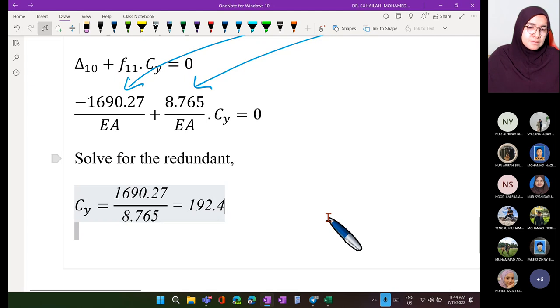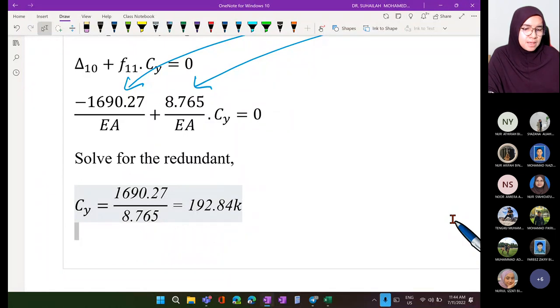192.4. Like this? 84. Sini eh, kilo newton.